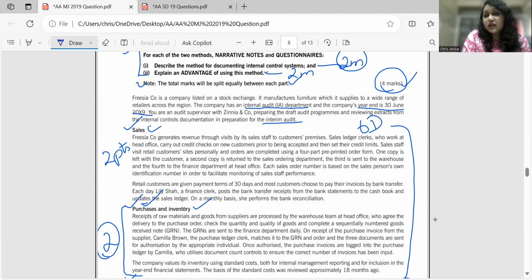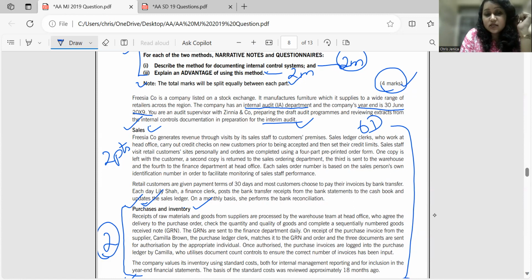Now, what am I carrying out? An interim audit or a final audit? That is also an important point. This is going to be an interim audit, which I'm going to carry out in between the year, right? So that is the meaning of interim audit. So now I have to find out the deficiencies starting from the sales.